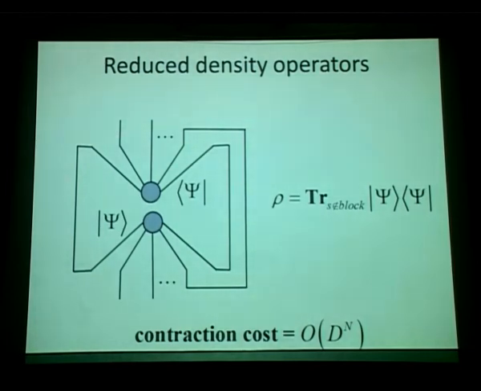So this is the block in which I'm interested. I just trace out all the other sites. What I'm left with is an object with L indices at the top and L indices below. And I can always fuse these into a single thick index here, a single thick index here, to obtain an object with only two indices, and this is just the density matrix of that block. So once again, the cost of making this contraction also grows exponentially in n. So far I've just restated the many-body problem we were talking about a couple of slides ago in this tensor picture.